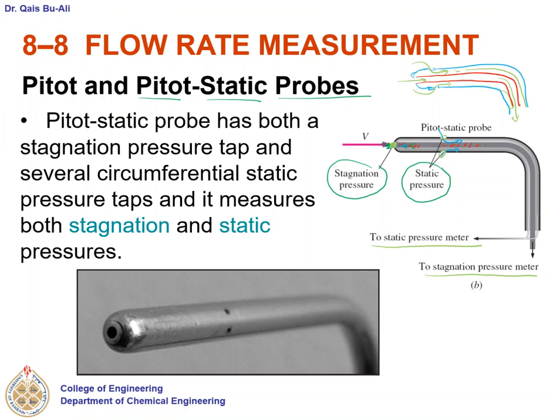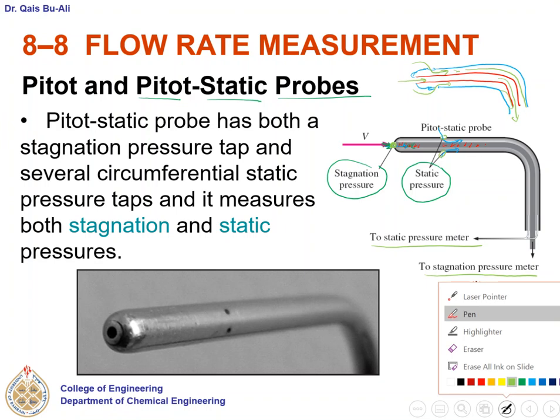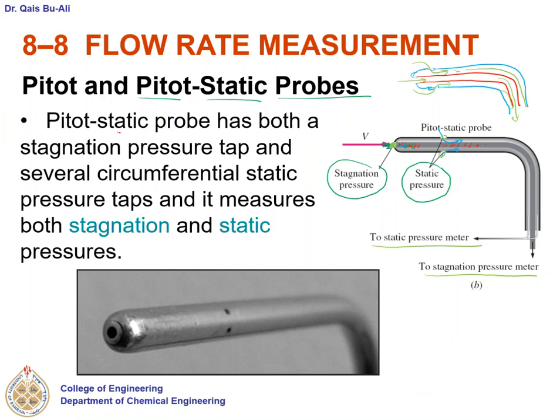So let me just go through this slide with you. Let me read it with you. I just want to change the color. The Pitot-static probe has both a stagnation pressure tab and several circumferential static pressure tabs. So there is one stagnation pressure tab, and there are many holes on the other side to measure the static pressure, as you can see here. Using those tabs, it measures both stagnation and static pressures.